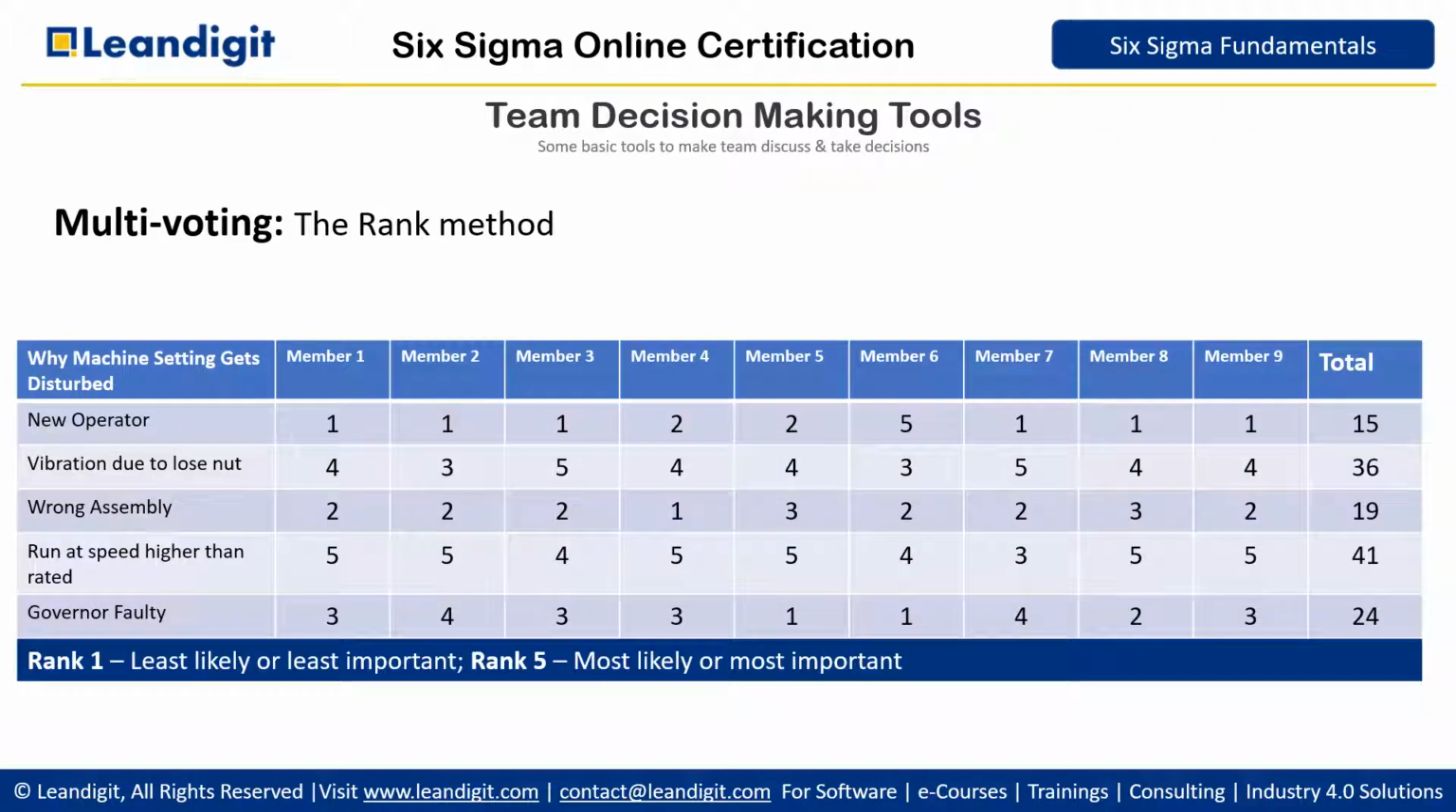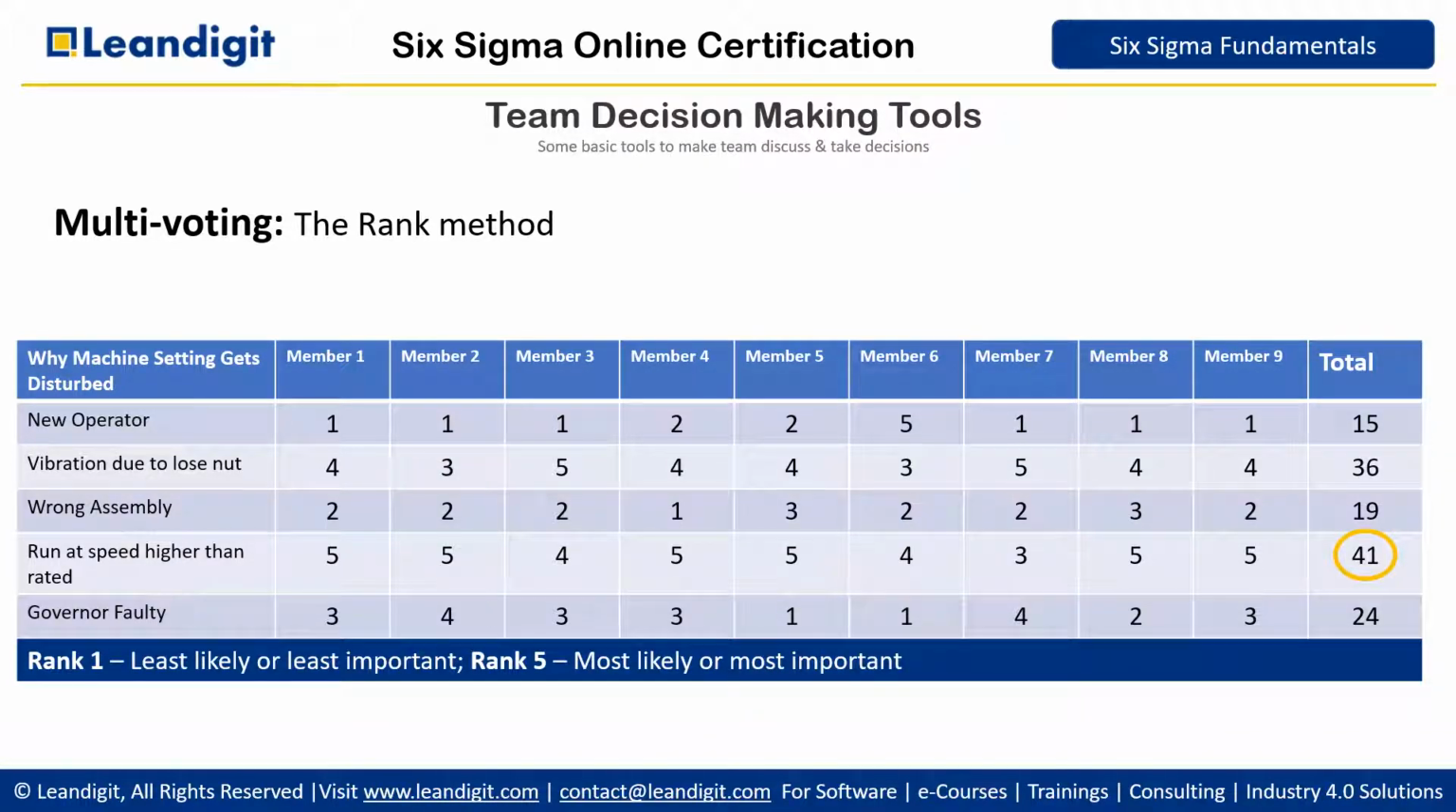For example, we have identified a problem of why machine setting gets disturbed, and we have identified a large number of ideas. For example, these top 5-6 ideas are considered for the ranking method. The ideas are new operator, vibration due to loose nut, wrong assembly, run at speed higher than the rated, governor is faulty. Each member is asked what is the most frequent and biggest reason for the machine setting getting disturbed. So each member gives a value of 1 to 5 to each idea. The one which gets 1 is least important for them. The one which is given 5 is the most important.